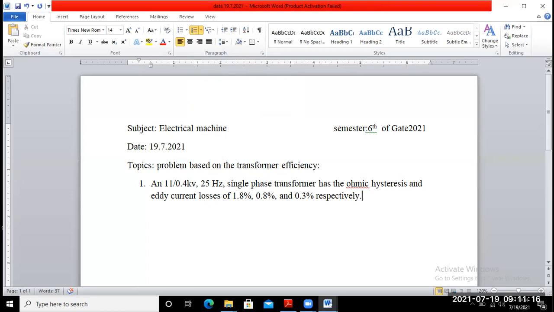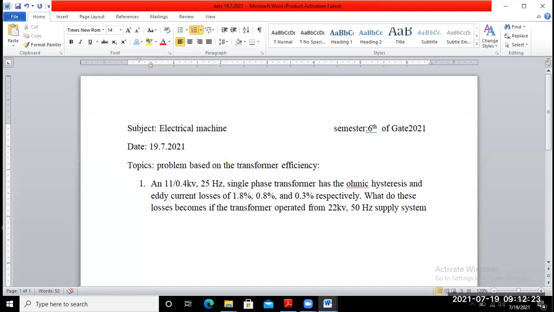What do the losses become if the transformer is operated from a 22 kilovolt, 50 hertz supply mains system?